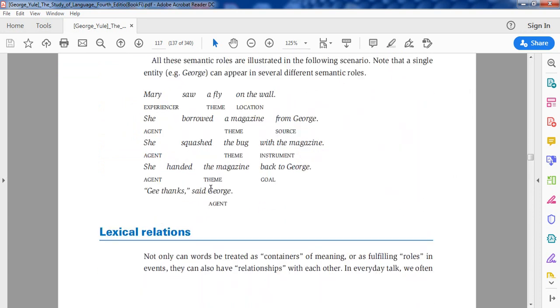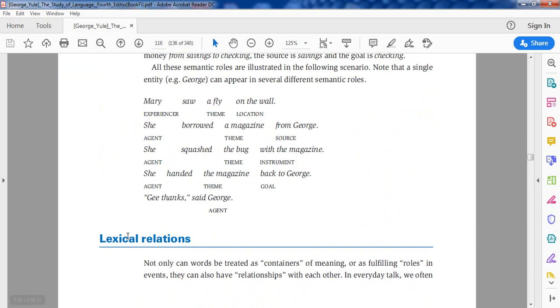Okay, I'll come to something very, very important, and even it's important for you as students when you try to finish your research paper, inshallah, in the next year. You have to have an idea about lexical relations. That is the relations among words.